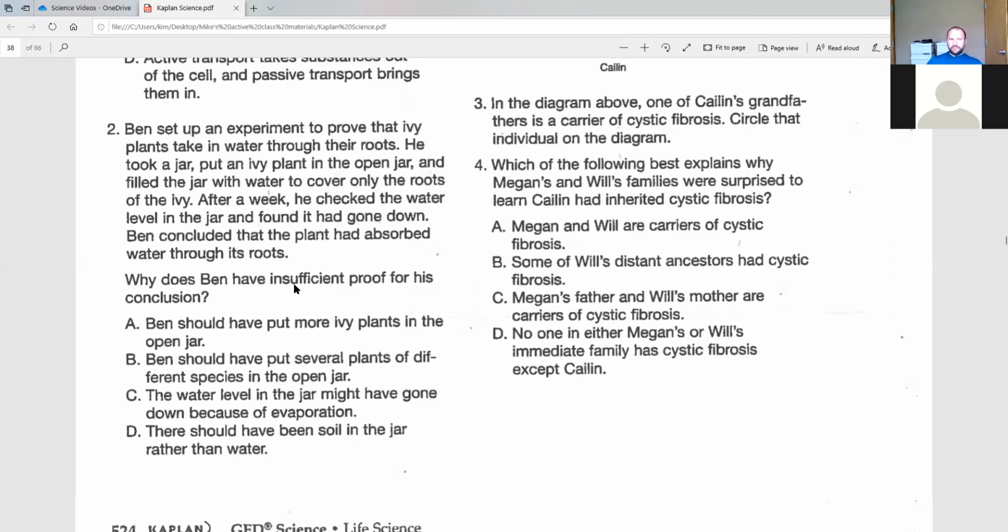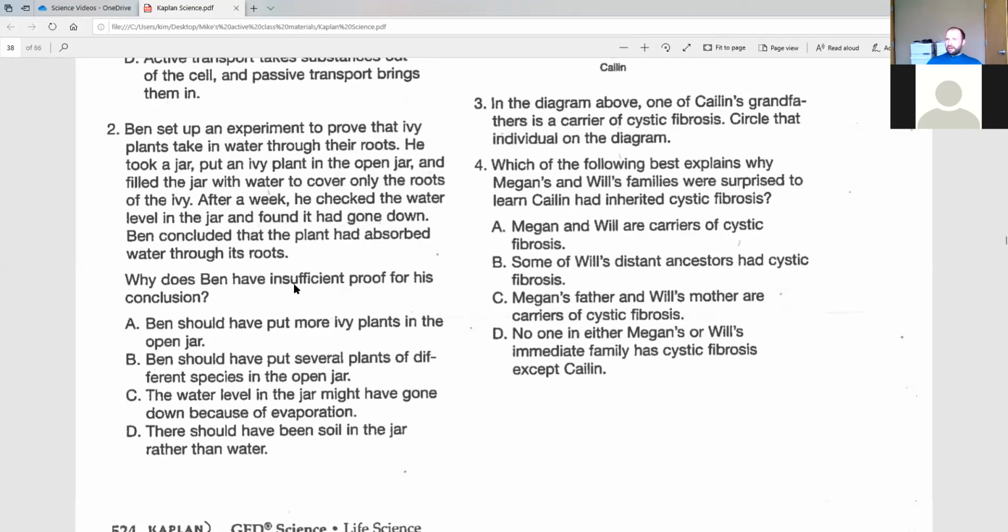C says the water level in the jar might have gone down because of evaporation, and D says there should have been soil in the jar rather than water. Those make sense. Again, remember his hypothesis, the theory he's testing, is that ivy plants take in water through their roots. So it wouldn't make sense to replace the water with soil, because he's testing if water absorbs. So the right answer is C. The water level in the jar might have gone down because of evaporation.